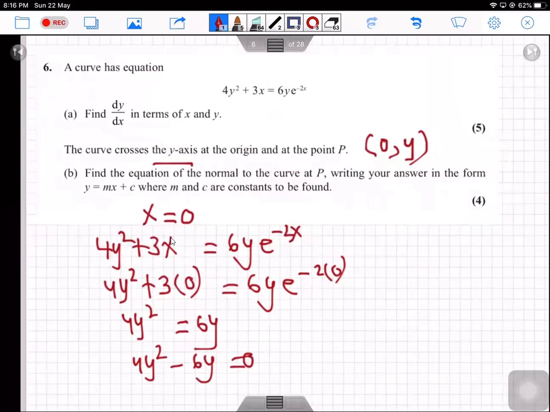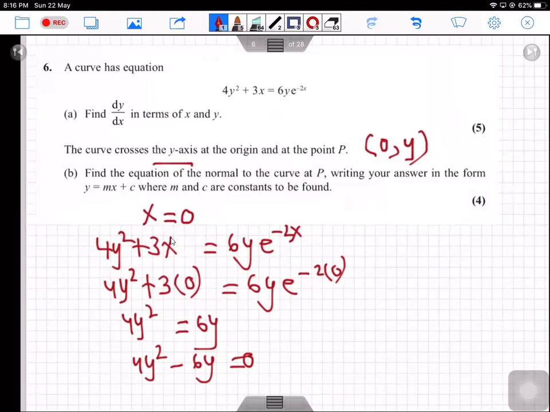As I know the curve crosses the y-axis at the origin as well, I'm going to get a value of y equal to 0 in this case, and that will be the point of origin. But I would be interested in the other value of y, other than 0, and that value of y will tell me the y coordinate of the point P. As simple as that.